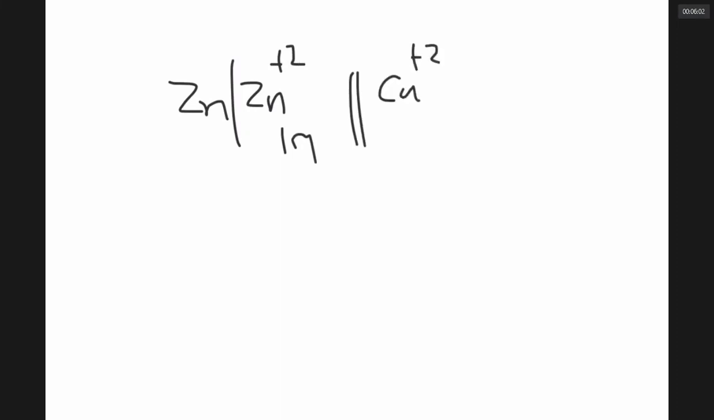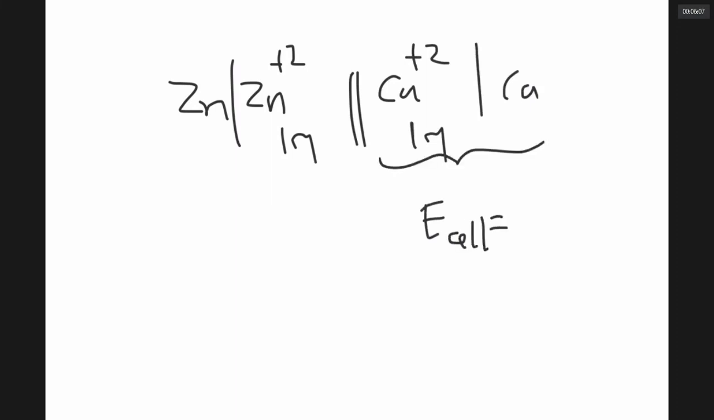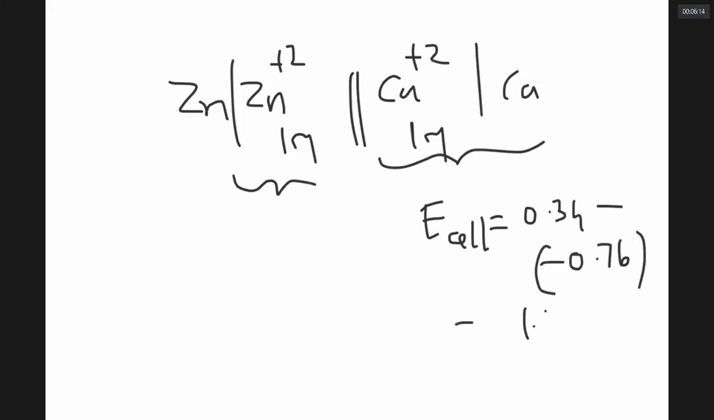Now, sir, this is the Daniel cell I am talking of. It is 1 molar and it is 1 molar and it is operating and the cell potential is equal to E right 0.34 minus E left minus 0.76 volts. It is equal to 1.1 volts. Now, in this cell, I want to do two operations. First operation, I lower the concentration of this electrode to 0.1 molar. Now, will the voltage increase or decrease?